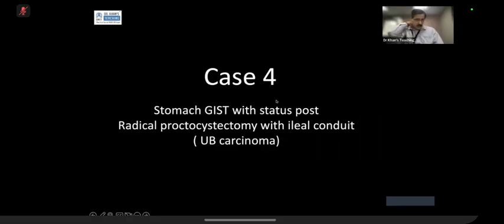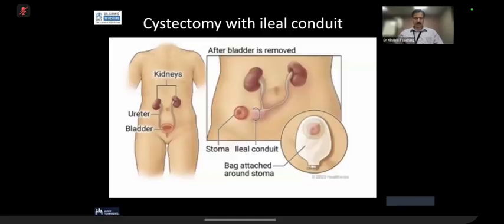Now, this patient is what we call post-radical proctocystectomy with ileal conduit. The patient basically has got a urinary bladder carcinoma. They have removed the urinary bladder. They have removed the prostate because that was also involved. And for the ureters, they have produced an ileal conduit. And stomach GIST is an incidentaloma.